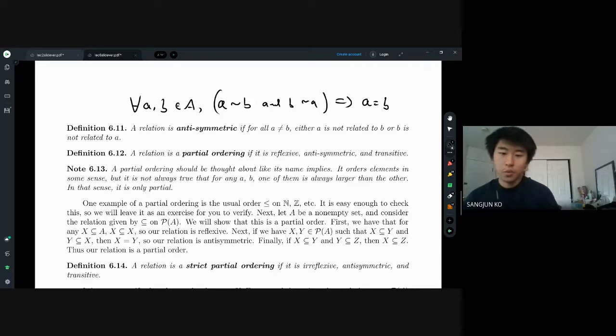Great. So what is a partial ordering? That's the first thing we need to talk about. A relation is a partial ordering if it's reflexive, antisymmetric, and transitive. So we took the symmetry property from equivalence relations and replaced it with antisymmetry. A partial ordering should be thought about like its name implies. It orders elements in some sense, but it's not always true that for any A, B, one of them is larger than the other. In that sense, it's only partial.